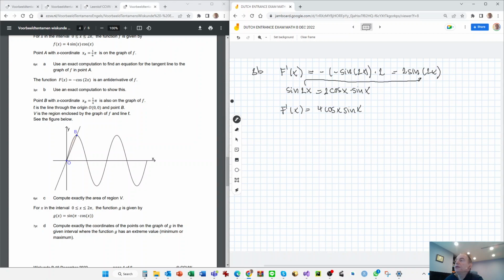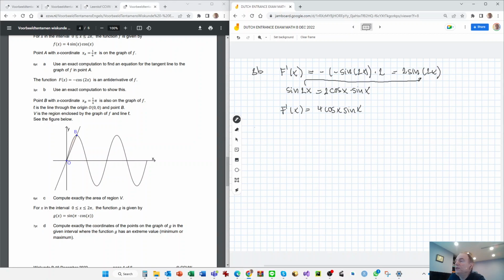Okay, so now they have a point B with x coordinate quarter pi, and they state that it's also on the graph of F. And then L is the line through the origin and this point B, and then phi is the region enclosed by this line and the function. We need to find the area.